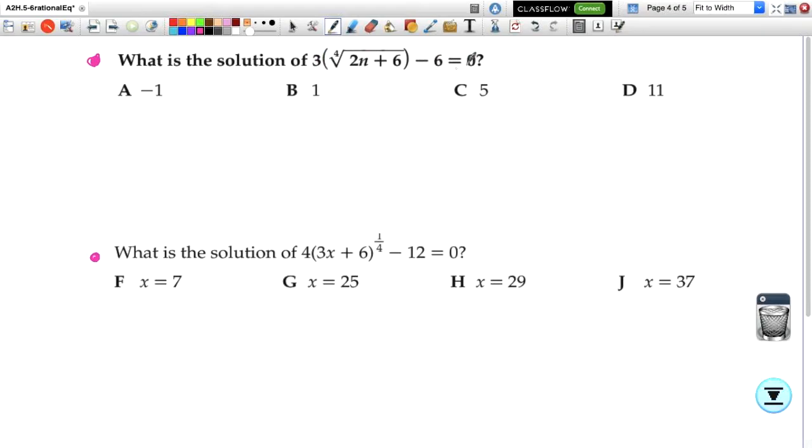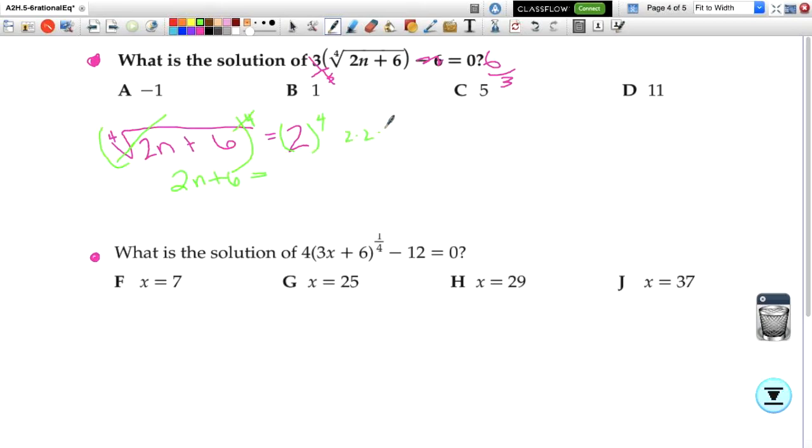My first step is to add 6, and then divide by 3, divide by 3. So in my head or on my paper, I'm thinking this. I have a 4th root of 2n plus 6. I've already added 6. Then I've divided by 3, right? So I currently have a 2 over here. Now here's where our kind of new learning comes in, right? It's a 4th root. So to cancel a 4th root, I raise it to the 4th power. Okay, these 2 cancel, which is nice, and I have 2n plus 6 equals 2 to the 4th, or 2 times 2 times 2 times 2.